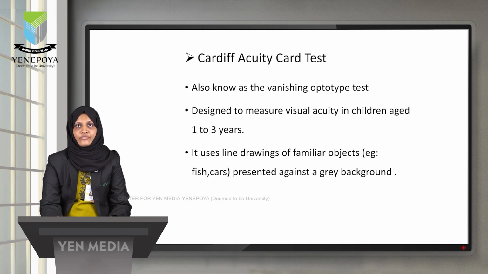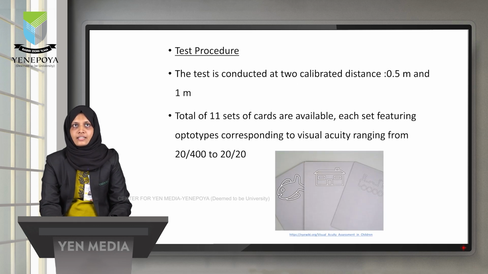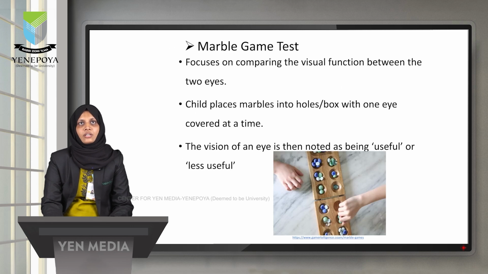First one is the Cardiff Acuity card test. It is also known as the vanishing optotype test, designed to measure visual acuity in children aged 1 to 3 years. It uses line drawings of familiar objects presented against a grey background. The procedure is that the test is conducted at 2 calibrated distances, and a total of 11 sets of cards are available. Each set features optotypes corresponding to visual acuity ranging from 20/400 to 20/20, that is 6/6.